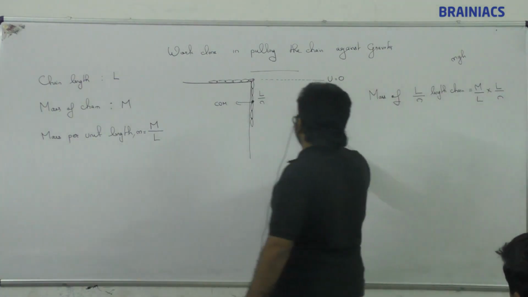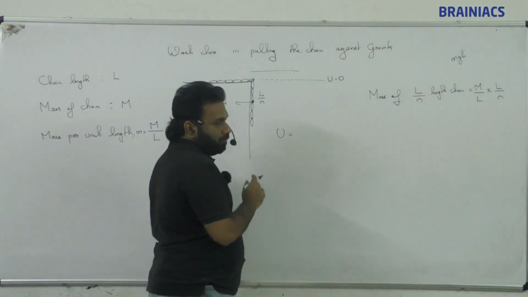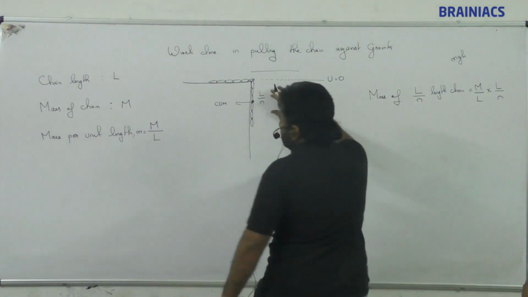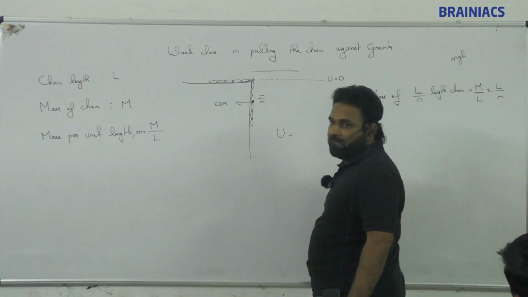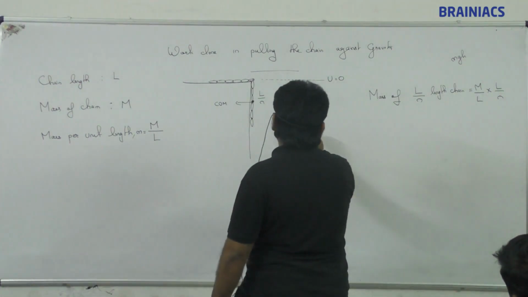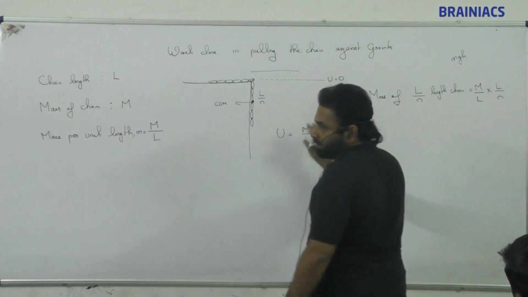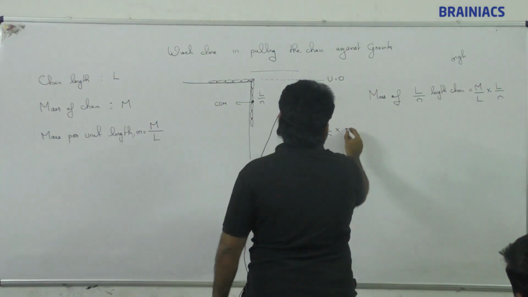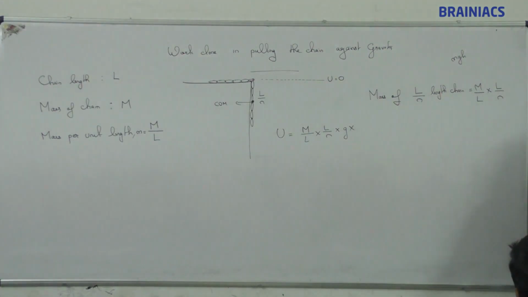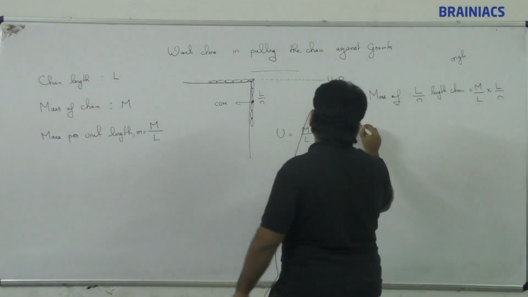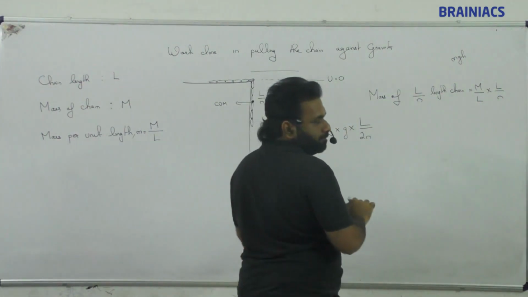So the potential energy present in this chain, or the work done in order to bring the chain up, will be mgh. So we can write one formula: m by L into L by N, we will cancel this, into g, into what is the height I should take? L by 2N. So this is the work done.